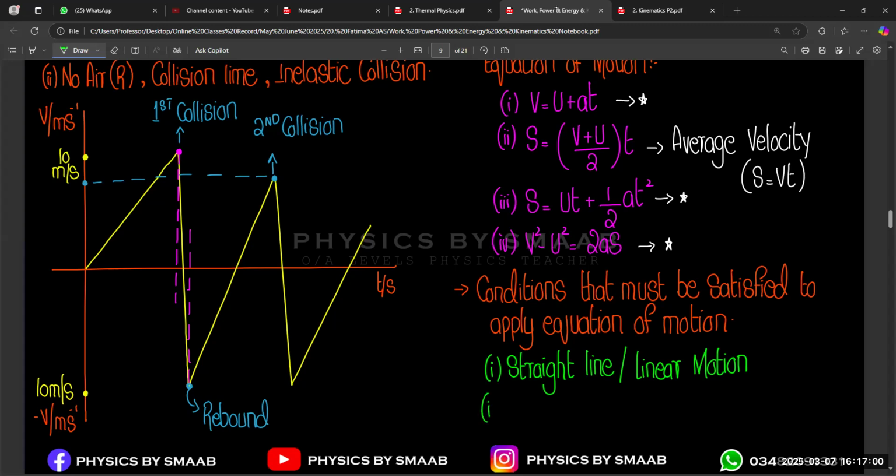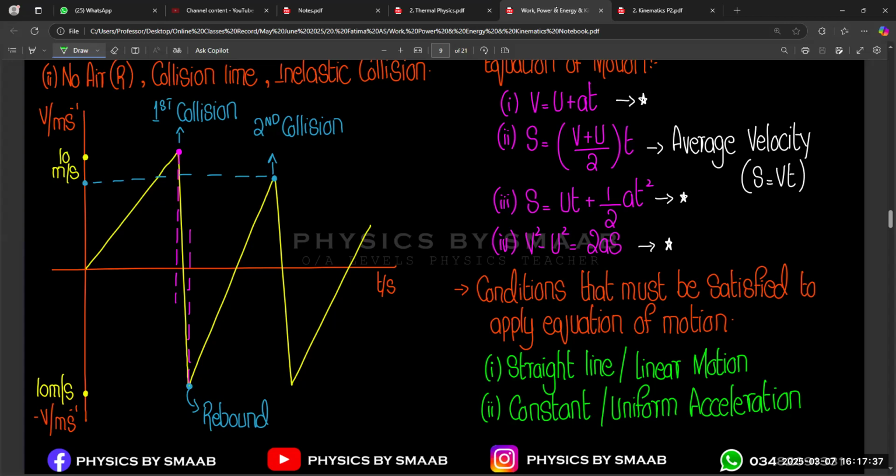Secondly, constant or uniform acceleration. So in a question, if we find these conditions of constant acceleration or uniform acceleration, and linear motion or motion in a straight line, then we can use these equations of motion, right?